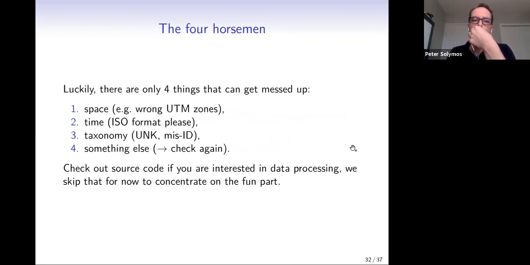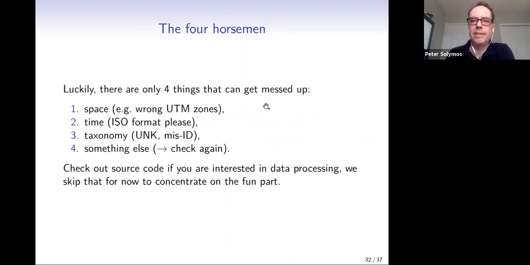So the other good thing about data is there are very few things that can go wrong. It's usually you get the wrong coordinates, or you have the wrong time, or you have the wrong species, or something else. But usually the first three happen.